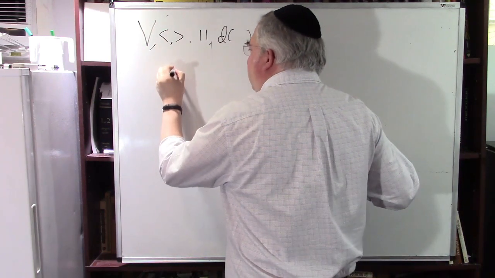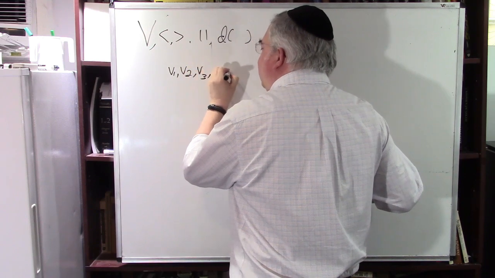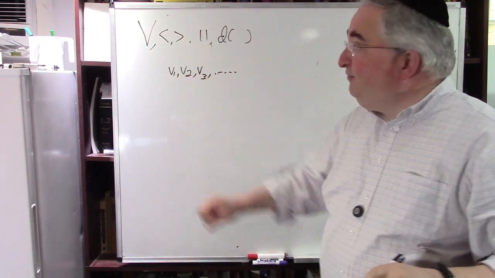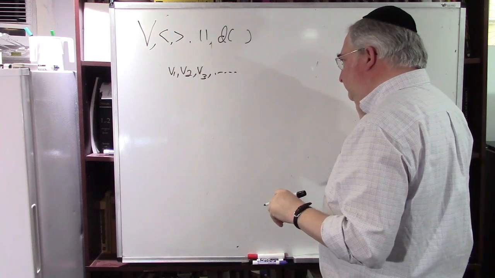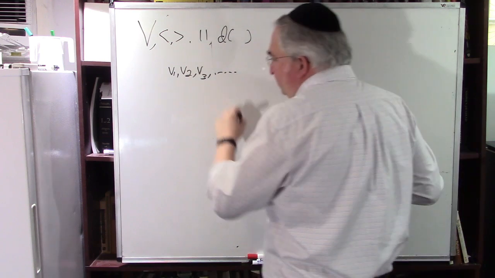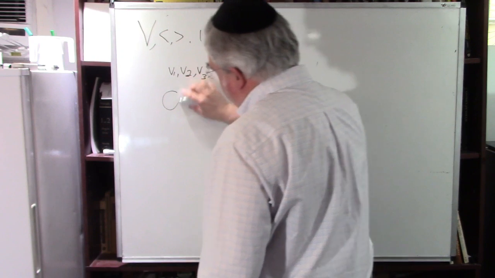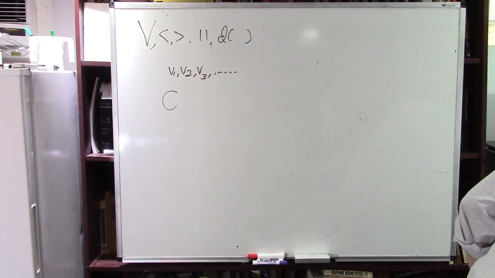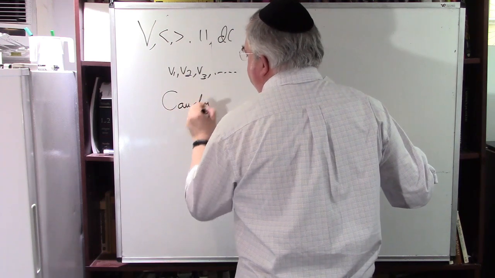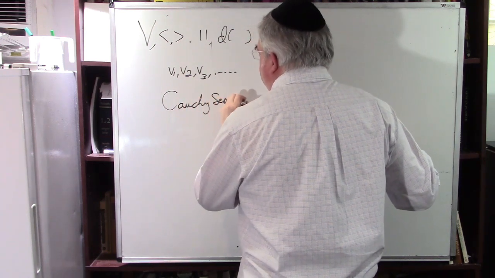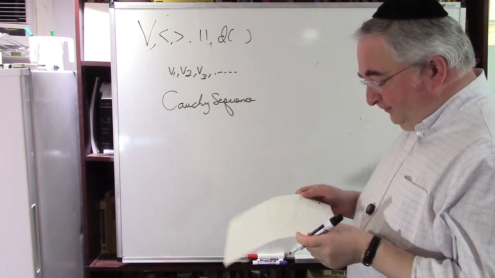So we say as follows: v1, v2, v3, dot dot dot. Here you have a sequence of vectors. The vectors are in the vector space. Such a sequence is called a Cauchy sequence, if it satisfies the following requirement.